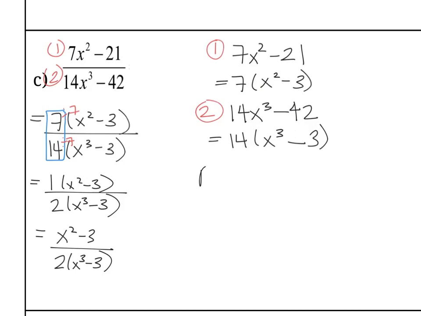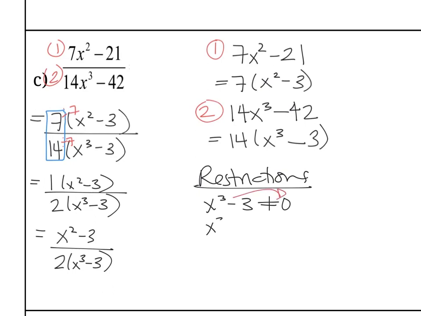So I'm just going to write our restrictions on the side here. We know that x cubed minus 3 cannot equal 0. So we just have to solve for this. I'm going to bring this negative 3 onto the other side, and we have x cubed cannot equal 3. And now we have to get rid of this cube. We can do that by taking the cube root of both sides. These two cancel out, and we're left with x cannot equal the cube root of 3. So that's our only restriction.